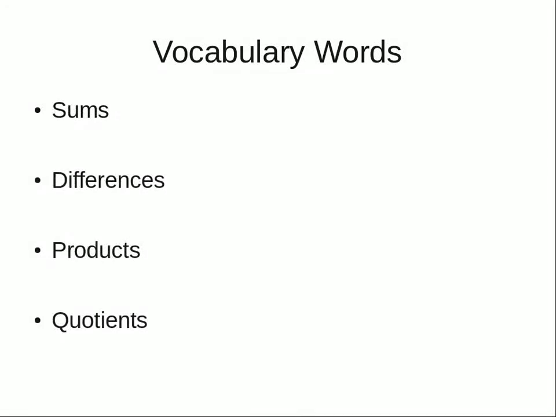Okay, and then the last 4 vocabulary words, if you want to test yourself now before I tell you the definitions. Sums, that refers to the result of adding 2 numbers. Differences, that refers to the result of subtracting 2 numbers. Products, that refers to the result of multiplying 2 numbers. And quotients, that refers to the result of dividing 2 numbers.